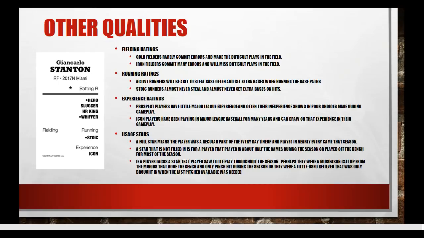Then we have experience ratings. So you have prospect players. They're going to have little major league experience or no major league experience. They'll probably be in their first or second year, and that inexperience is going to show in poor choices made during gameplay. And then you have icon players who have been playing in Major League Baseball for many years. They can draw on that experience in their gameplay. And then we talked about usage stars already, so we don't need to go through that again.